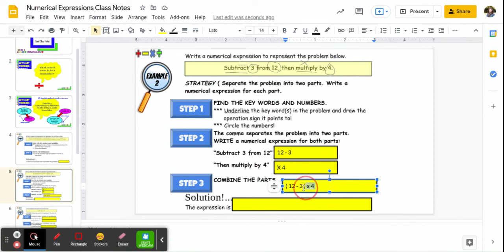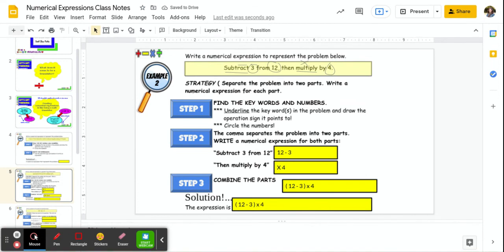Okay, so does this create a solution? If I put this down below, let me double check. 12 minus 3 in parentheses. Does that match this? Subtract 3 from 12? Yes. The next part says then multiply by 4. Does this show multiplication being done second and then multiplying by 4? Indeed, it does. So that is the solution to slide 5. This example, boys and girls, is a 2-part numerical expression, but we've solved that by following those easy steps.